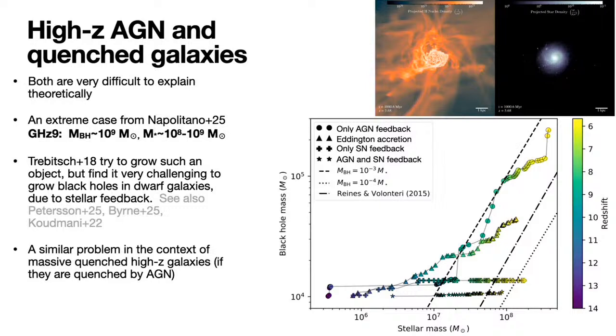But when you start to include any feedback in your simulation, from the AGN or from the supernovae, they tend to clear away the gas in these low-mass galaxies, and the AGN has nothing to feed on anymore, so it doesn't grow. It has to reach the mass where supernova feedback starts to become inefficient, and then the black hole can start growing.